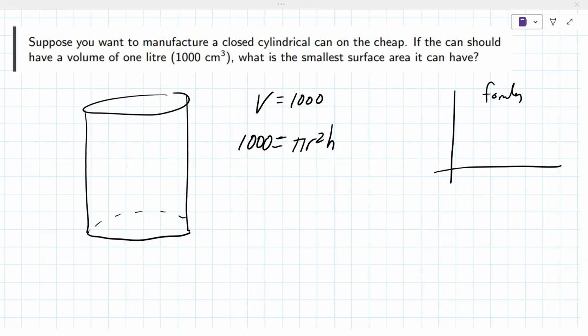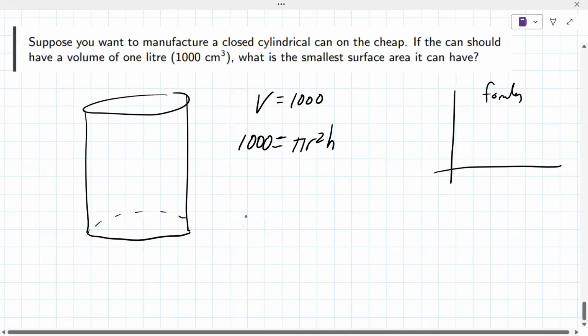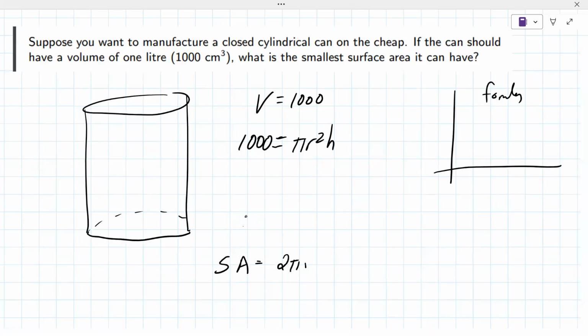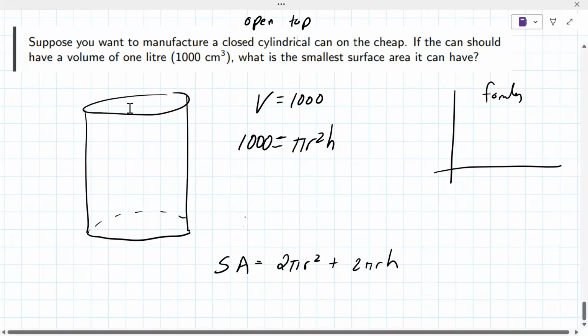So for the cylinder, the surface area is 2 pi r squared plus 2 pi r h. Couple things. Sometimes your teacher will give you problems with an open top, like boxes or cans. I think that's weird, but that is what they sometimes put into these problems. So for an open top can, you would lose one of the pi r squareds here.